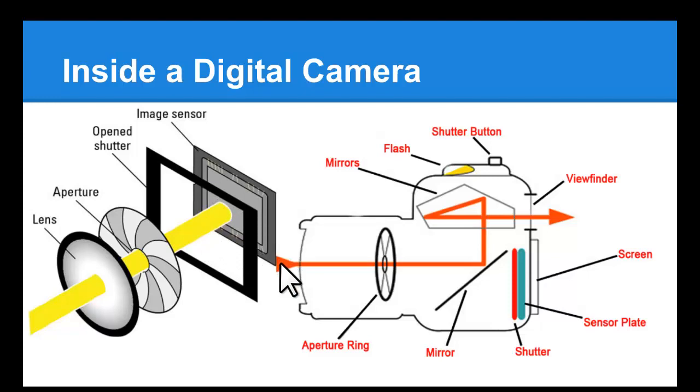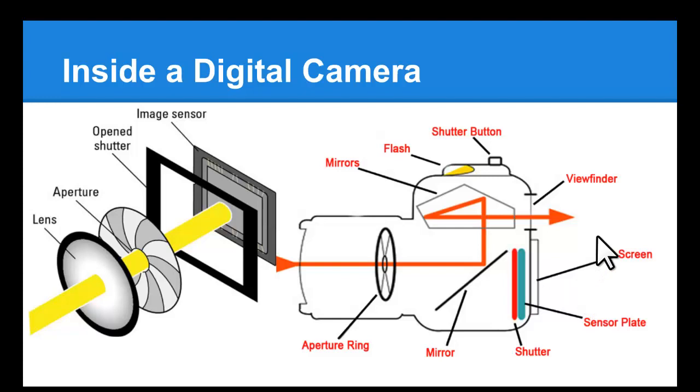In this diagram, we can see that the light is represented by this orange line. It's going down the lens, hitting different mirrors, and eventually it will go through the shutter, which is this red line right here, located right in front of the sensor.